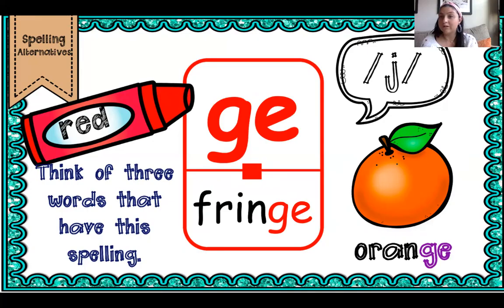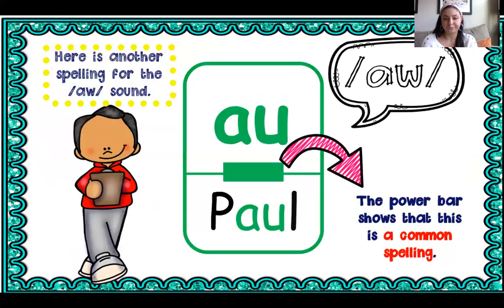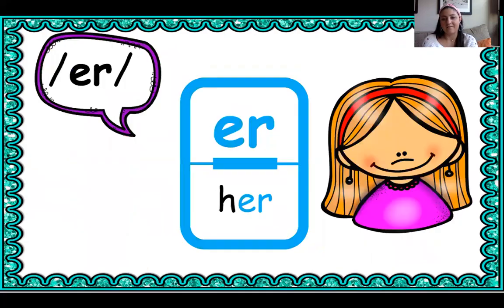Also the word fridge, refrigerator. All right, here's another spelling for the AW sound, the ah sound. This is when we say AU for ah, like in the word Paul. I can think of the word... what is another one for that? I'll have to think and come back to that one.